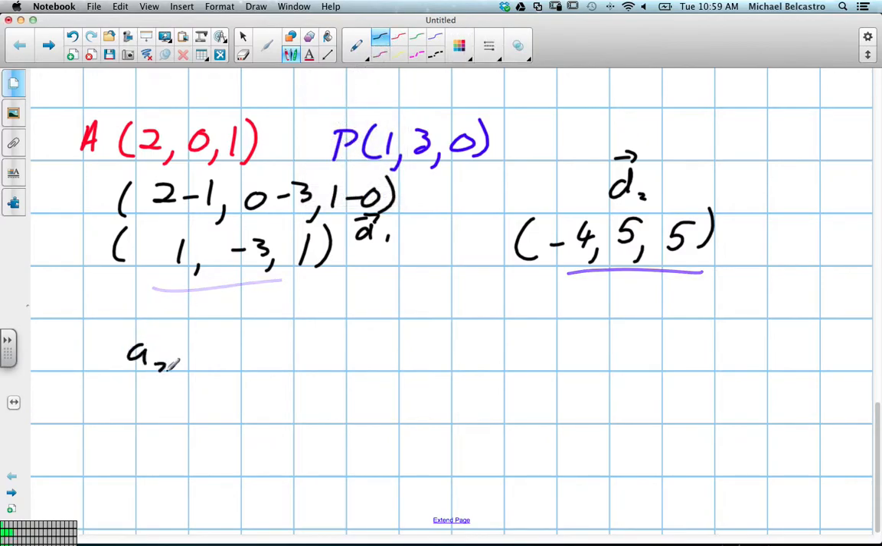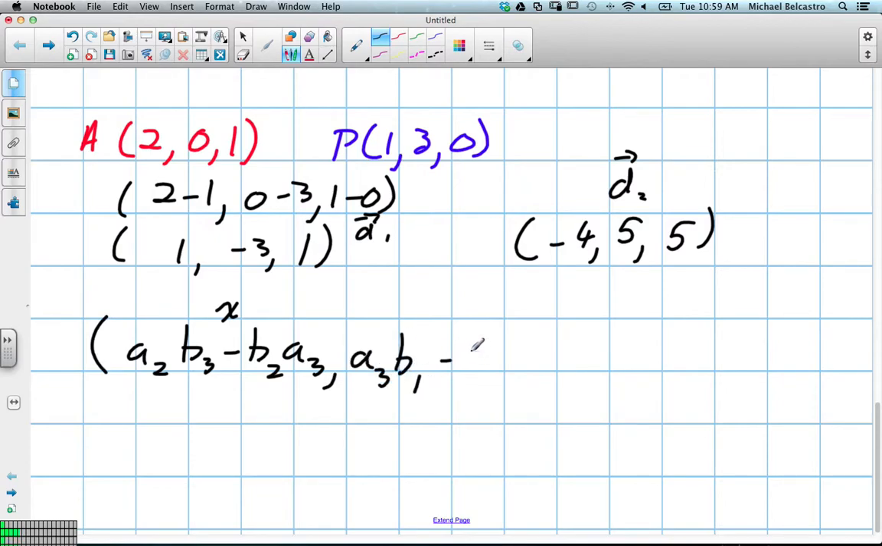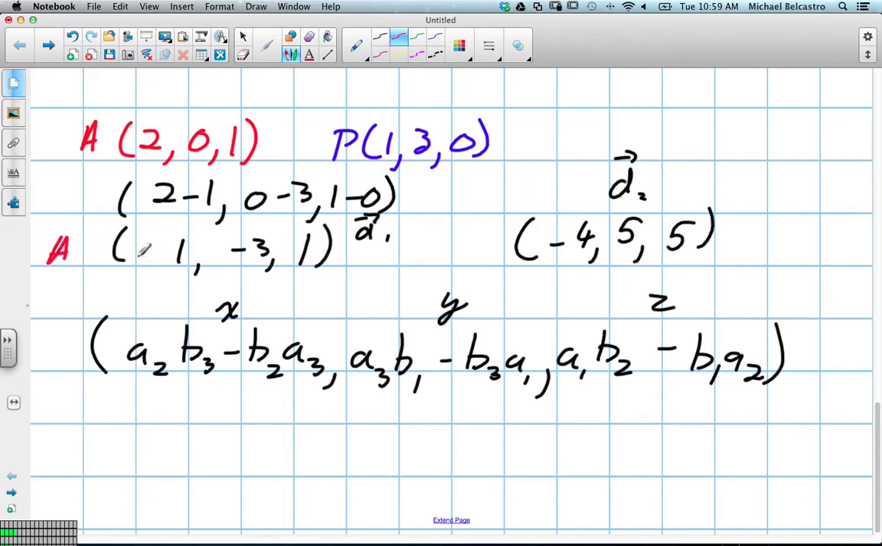So we have our formula of A2, B3, subtract B2, A3 for an x value of the vector. A3, B1, subtract B3, A1 for the y value. And A1, B2, subtract B1, A2 for our z value. We'll denote this as our A, so A1, A2, A3. This will be our B, B1, B2, and B3. Okay? So we're going to plug our values in. Help me out as I go along.